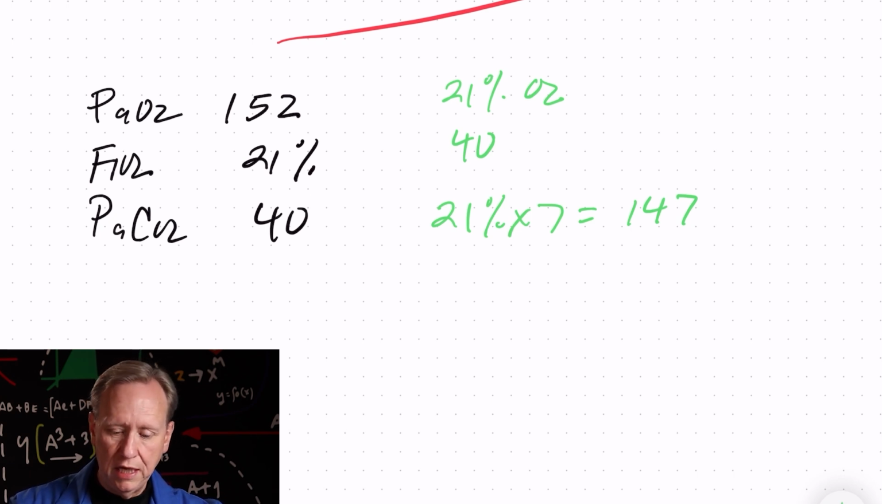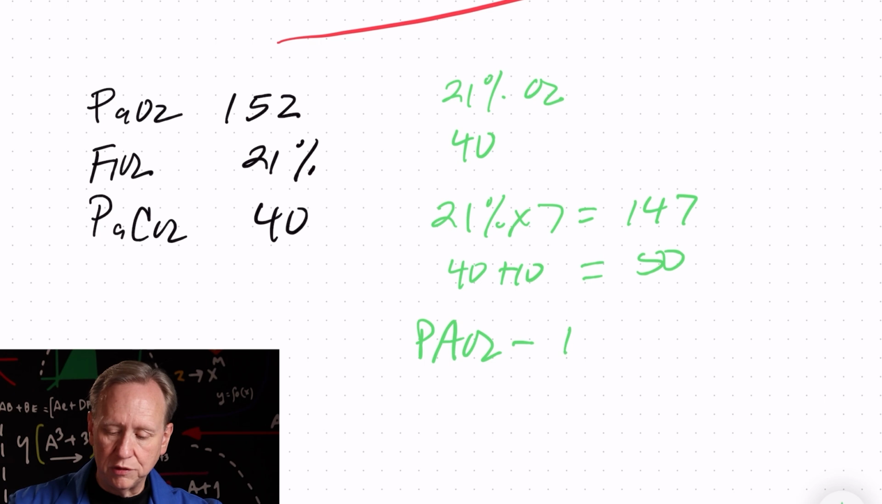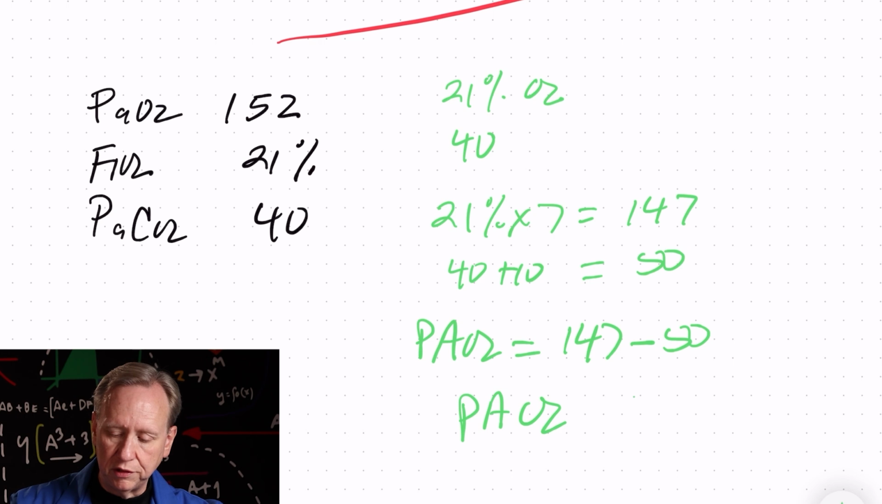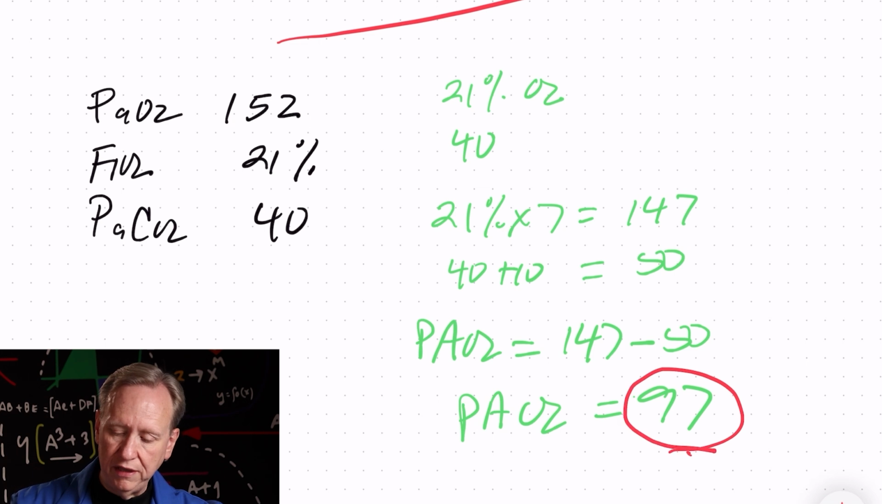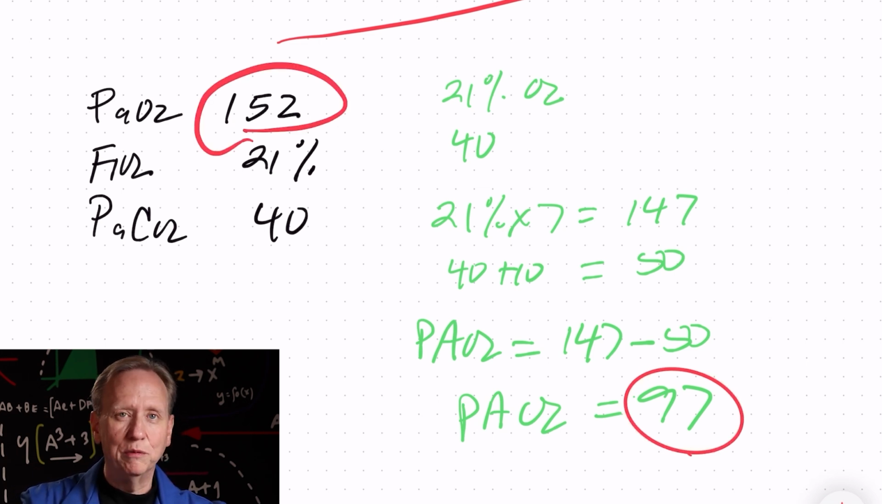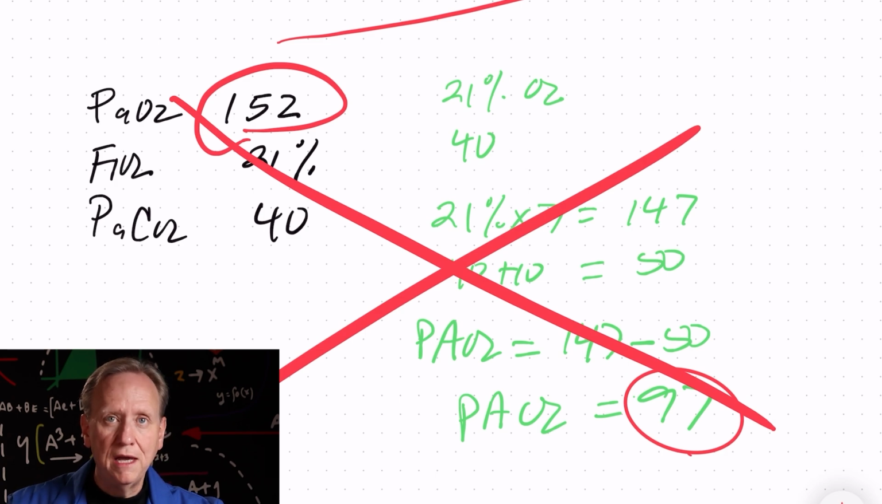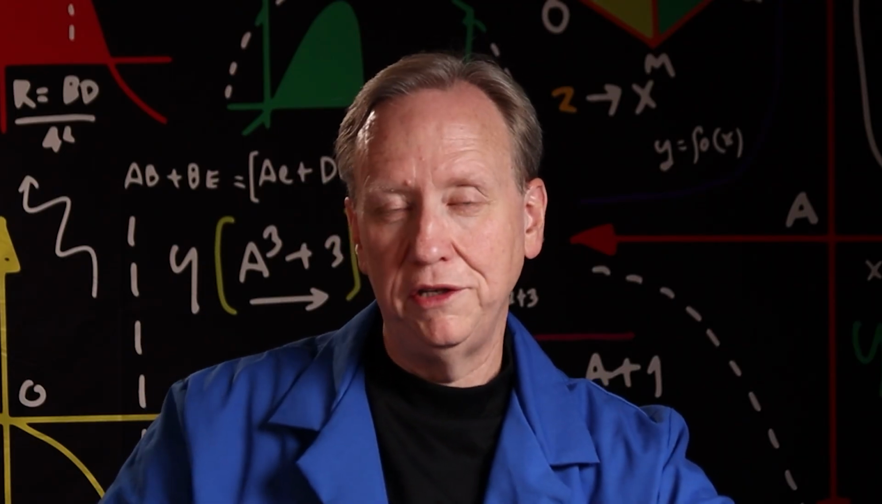But let's continue. And then, of course, the CO2 is 40. We're going to add 10 to that, and that's going to equal 50. And now the PAO2, the pressure in the alveoli, is 147 minus 50. And so the PAO2, the maximum PO2, could only be 97. Well, take a look at this. We have a problem. In the alveoli it's 97, but when we do the blood gas, it's 152. This is not possible. And so you know you have an error in your blood gas.